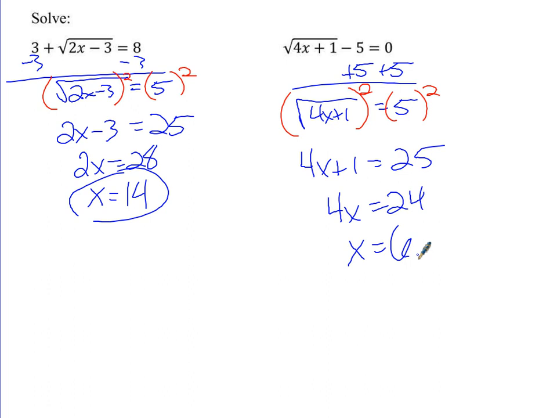Check. You have to check. What do we get? 24 plus 1 is 25, the square root is 5, minus 5 is 0, so this worked.